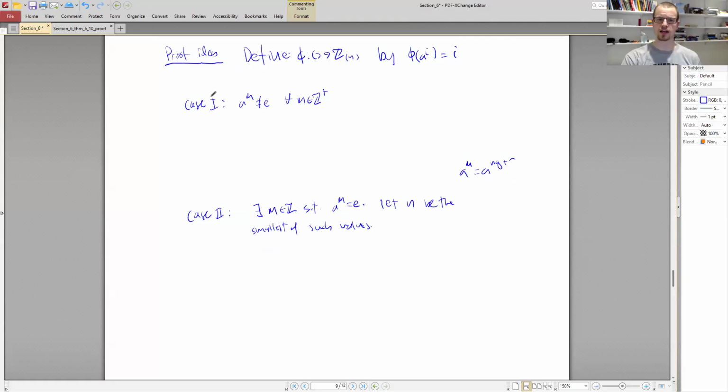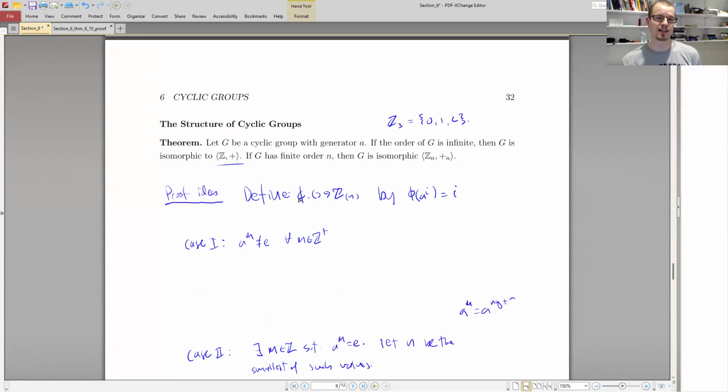So again, those are our two cases. The case where the group is isomorphic to all of Z, or the group is isomorphic to Z sub n. The main takeaway is that every cyclic group is isomorphic to either Z or Zn. So we can classify all cyclic groups regardless of their order in this theorem.